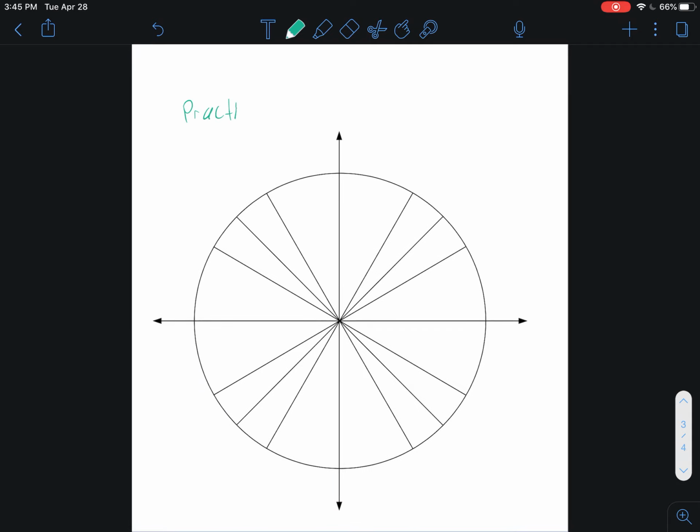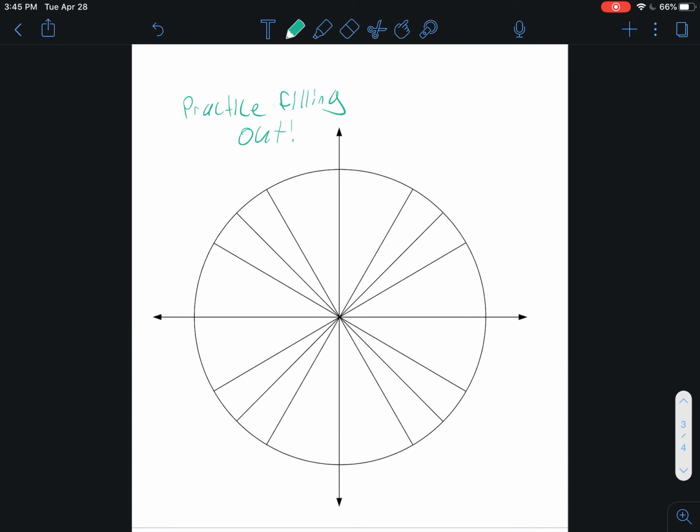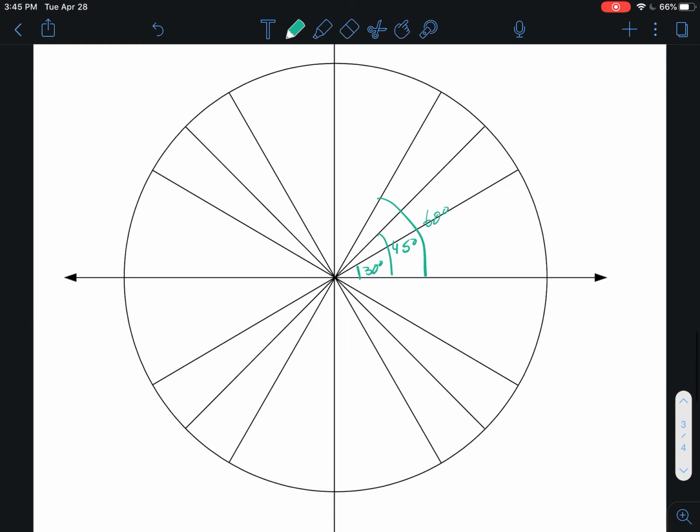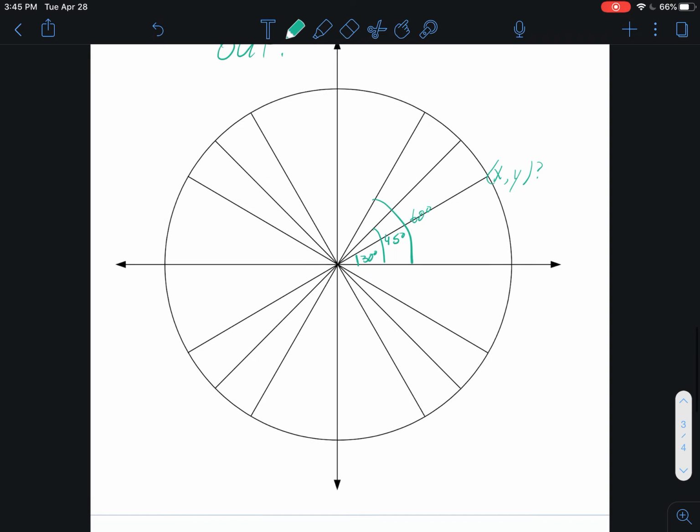I would practice filling this out. This is going to be super helpful, right? Know that your first one is 30 degrees. Know that the next one is 45 degrees. Know that the last one is 60 degrees. What are the x and y values at each of these points? These are the kind of things that you need to know really well to do well in the unit circle section, which is all of the rest of this unit basically. We're just going to deal with a lot of things inside the unit circle. So I would try to fill this out on your own.